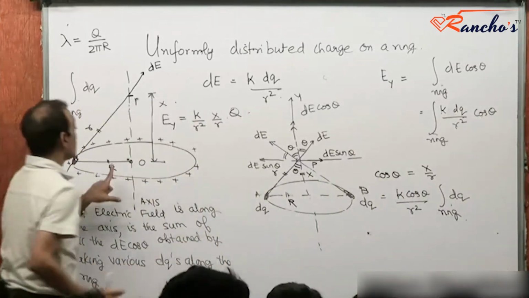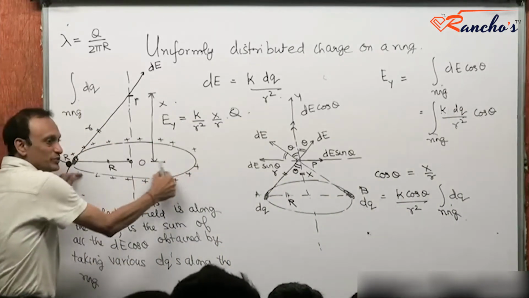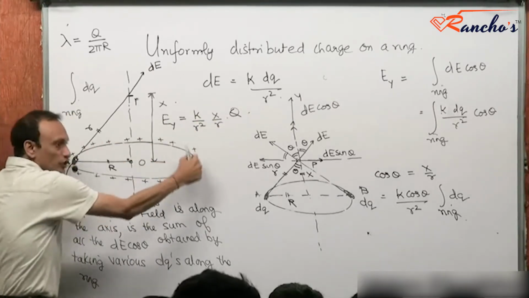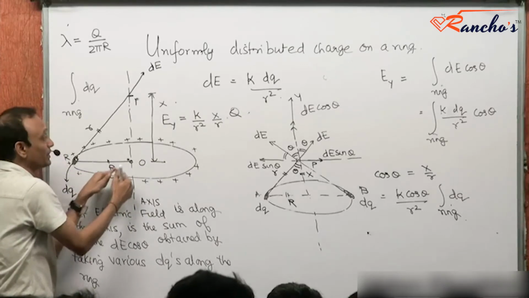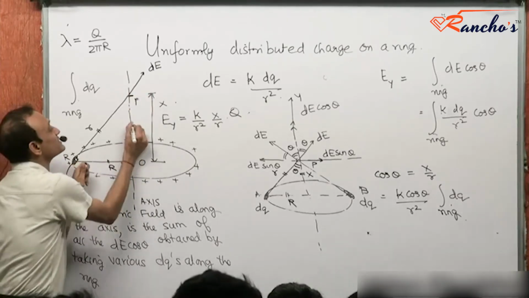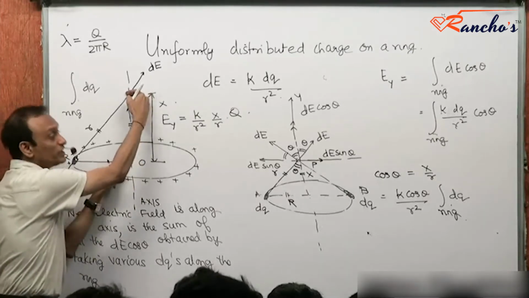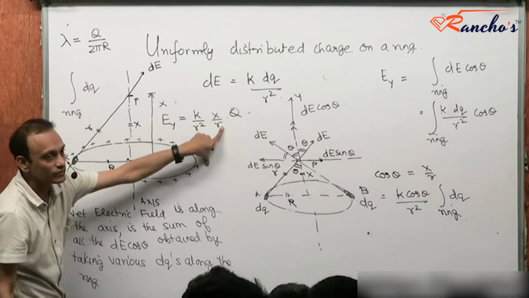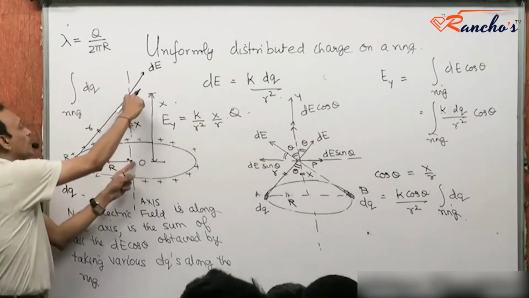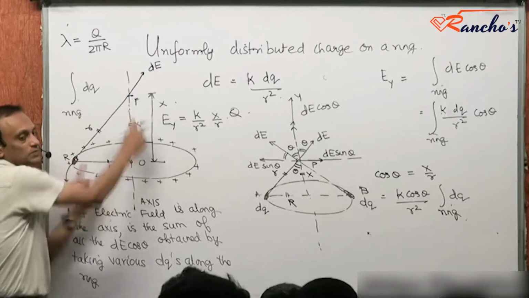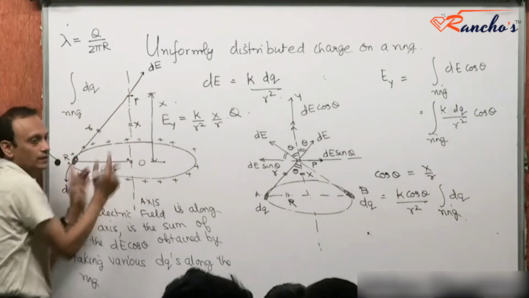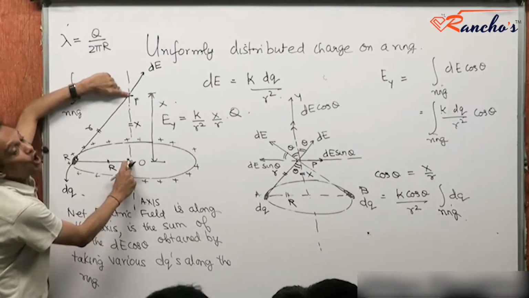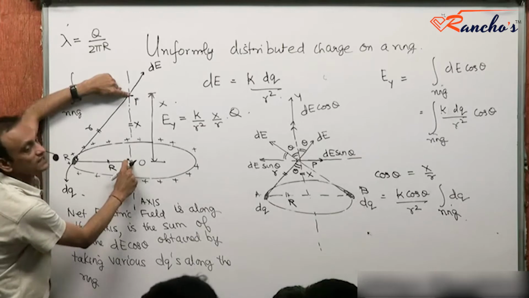So, if I have a charge capital Q uniformly distributed along the circumference of a ring, then the electric field at a distance x from the center along the axis is going to be given by this. What is small r? Small r would be root of R squared plus x squared. R is the radius of the ring. X is the distance of the point P from the center O along the axis.